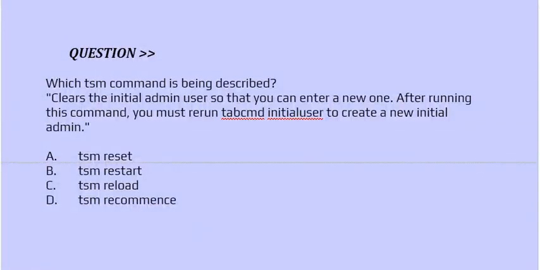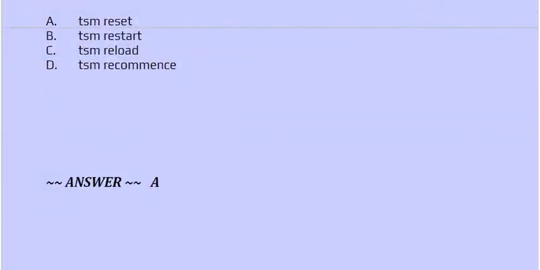Next question is, which TSM command is being described? Clears the initial admin user so that you can enter a new one. After running this command, you must run tabcmd initialuser to create a new initial admin. Option A, tsm reset. Option B, tsm restart. Option C, tsm reload. Option D, tsm recommence. Correct answer is option A.